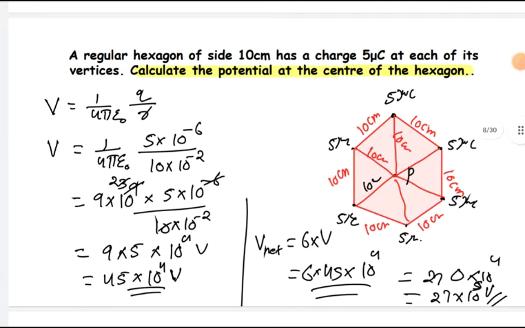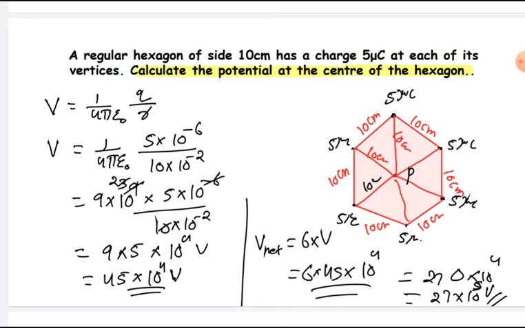And next comes a question. A regular hexagon of side 10 centimeter has a charge 5 microcoulomb at each of its vertices. Calculate the potential at the center of the hexagon. So the question is to find the potential.